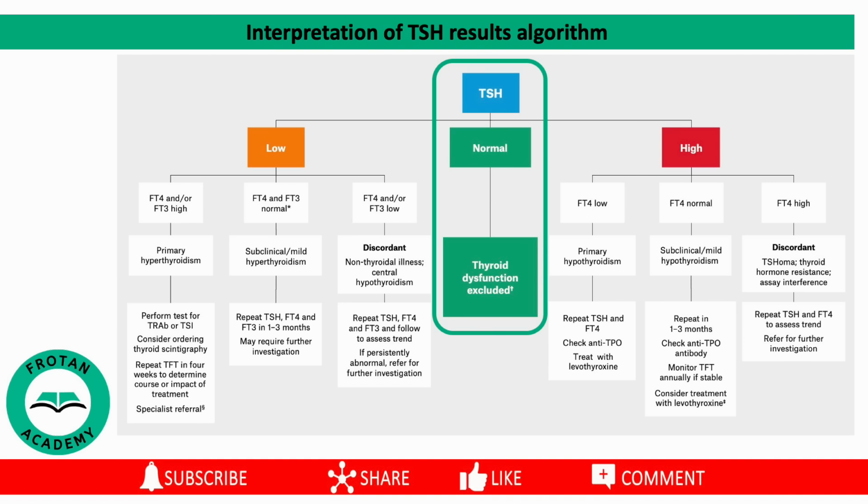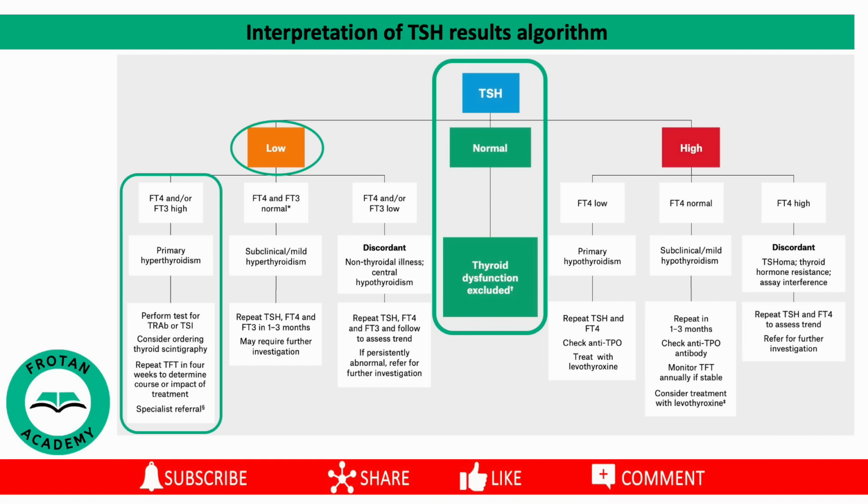Let's now look at the left-hand side of the flowchart. If the TSH is suppressed, measure FT4 and FT3. FT4 and FT3 above the reference interval is diagnostic for primary hyperthyroidism, which means that the problem is in the thyroid gland. In this case, further tests such as TSH receptor antibodies or TRAbs or thyroid-stimulating immunoglobulins or TSI can help determine the cause of primary hyperthyroidism. For instance, positive TRAb or TSI support a diagnosis of Graves' disease.